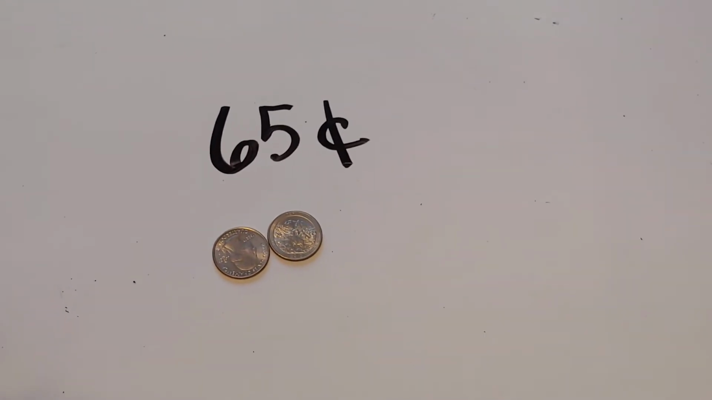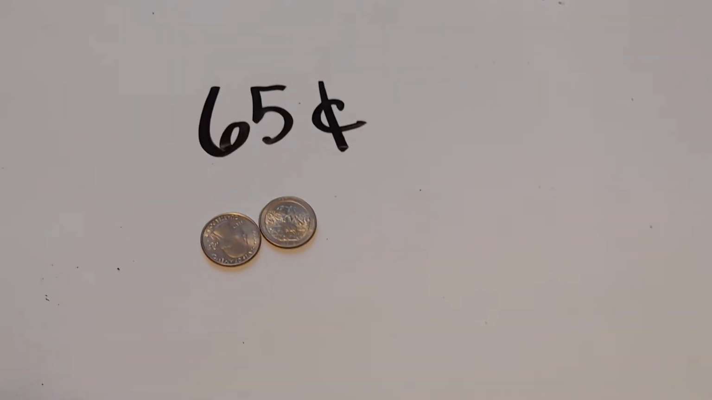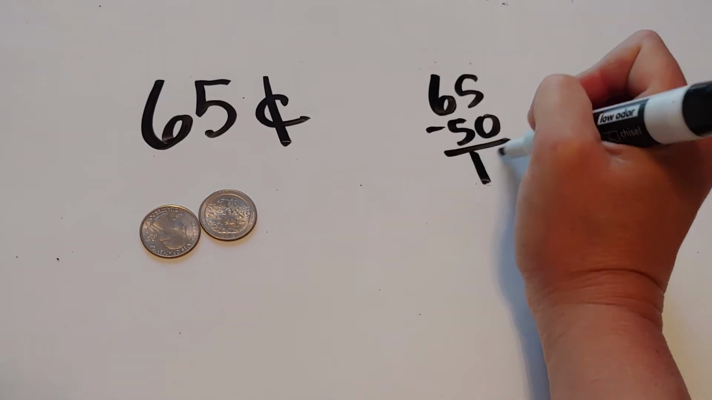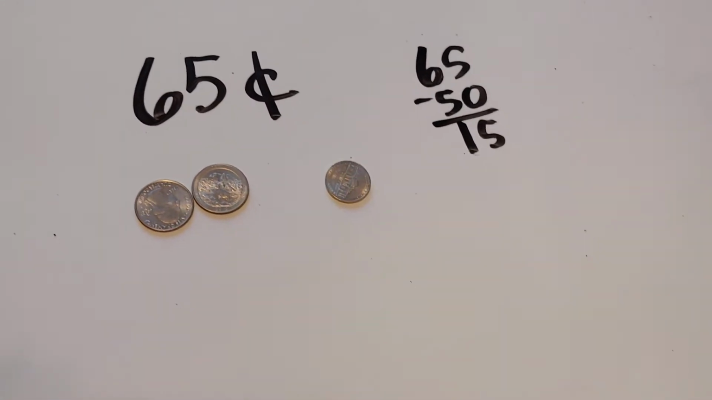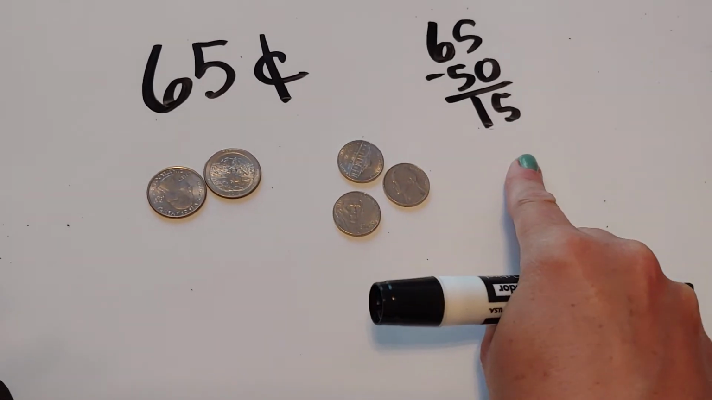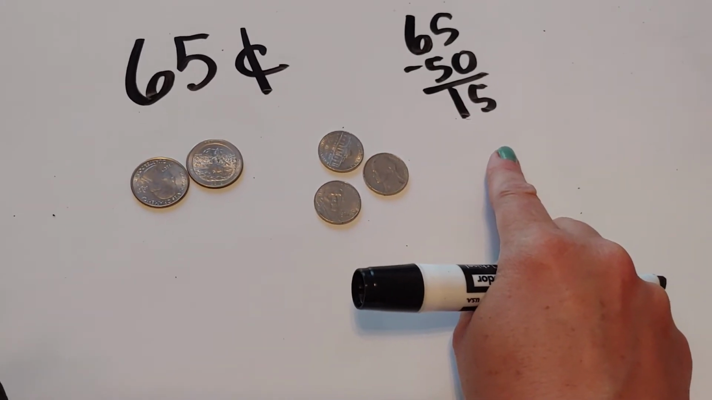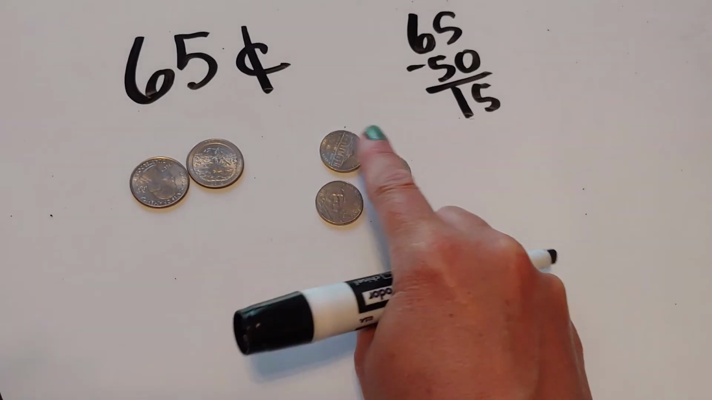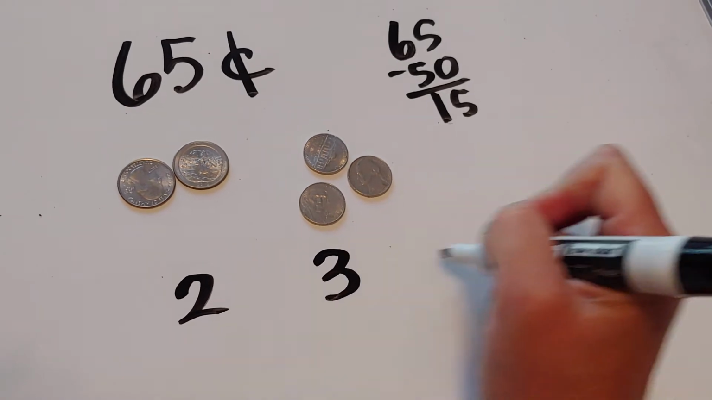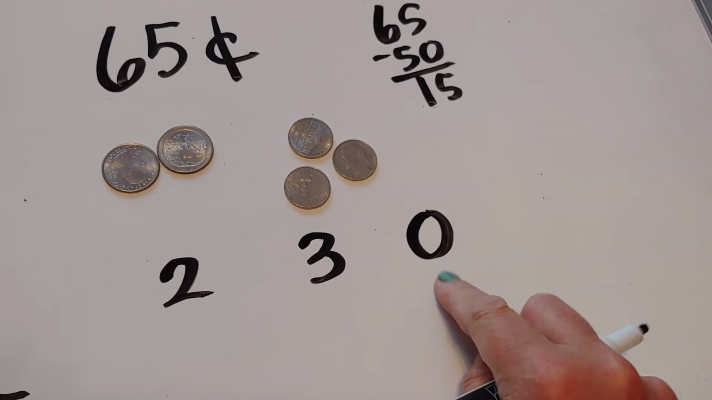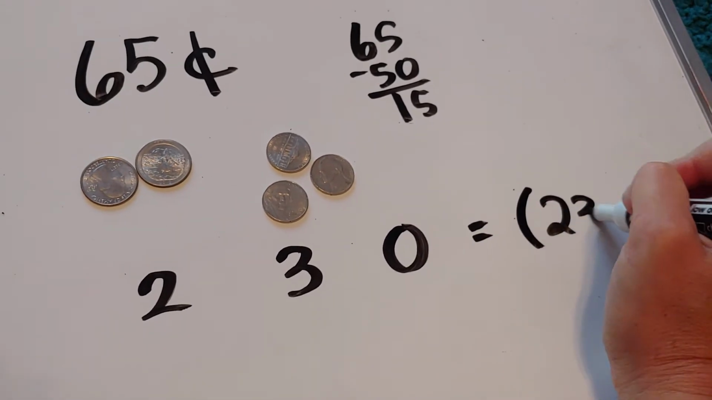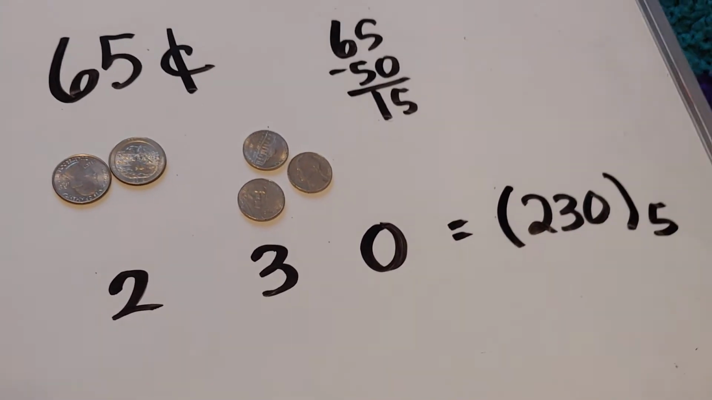And then nickels, let's see. I would still have, let's see if you guys agree, 65 minus 50 is I still need 15 cents to make. So that would be 1, 2, 3 nickels. And I don't need any pennies. Does that make sense? So here I have 50 cents plus 15 cents is 65. So I need 2 quarters, 3 nickels, and 0 pennies. We need to have that 0 there. So this would be the same thing as 230 base 5.